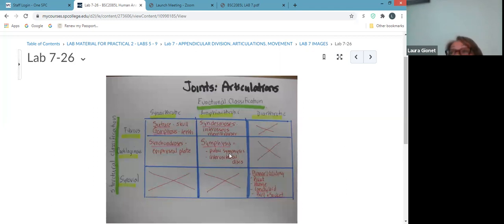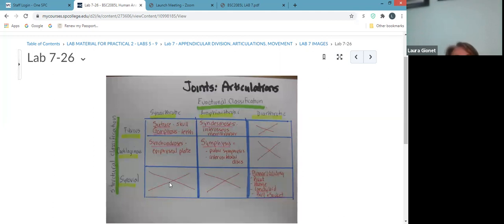Next to that would be your symphysis joints, your pubic symphysis and your intervertebral discs. They are cartilaginous, you know that because those are fibrocartilage locations. All right. So structurally they're cartilaginous, but functionally they're amphiarthrotic.